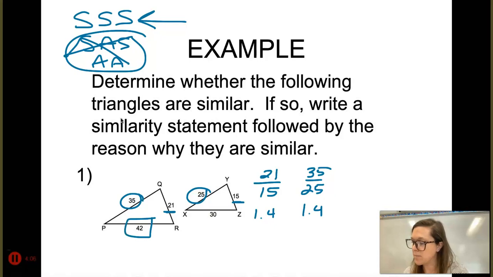Then largest compared with largest, 42 and 30. So 42 divided by 30 is 1.4. So they are all equal to each other. So I would say, yes, they are similar.